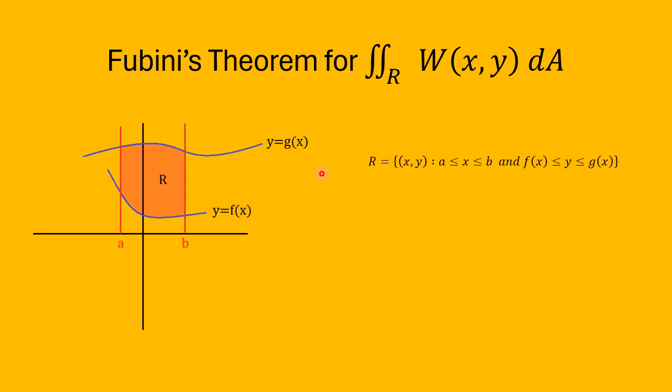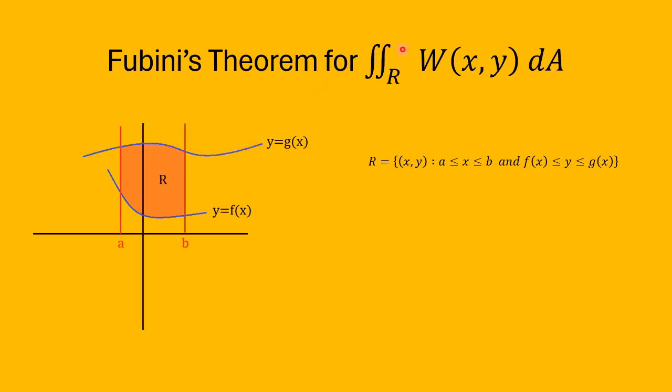way. R is the set of (x, y) such that x is between a and b, and y is between f of x and g of x. In this picture then, here is the vertical line x equals a, here's the vertical line x equals b. This lower curve is y equals f of x. This upper curve is y equals g of x.